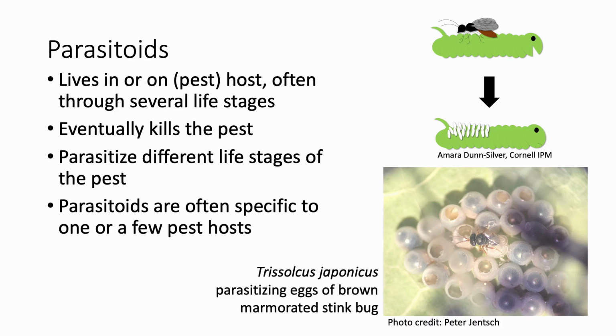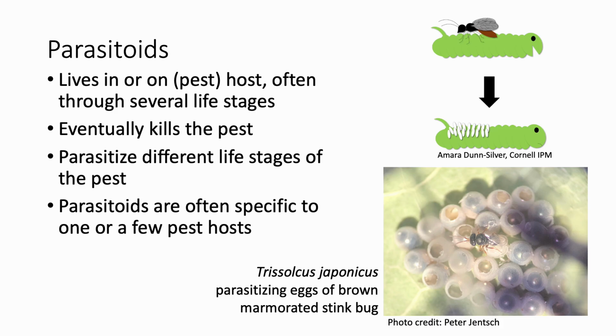A female wasp laid eggs on the caterpillar. They hatched, and the larvae eventually grew and developed into pupae. Soon the caterpillar will be dead. There are many species of parasitoid wasps, including the wasp pictured at the bottom right of this slide. Trissolcus japonicus lays its eggs in the eggs of brown marmorated stink bugs, killing the eggs before they hatch.